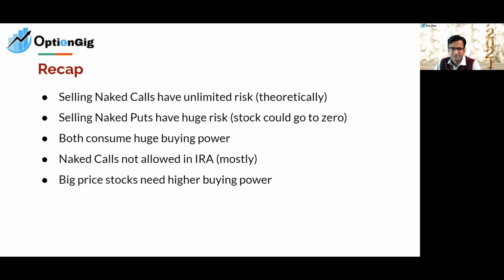So these trades, if we want to trade in JP Morgan, or sell calls, or in an IRA, you're not allowed to do it. If you have a small value account, you want to trade in big ticker stocks, you can't. All those trades are not suitable for a small account value. So what do you do in that case?